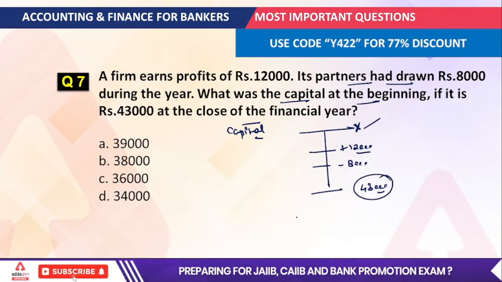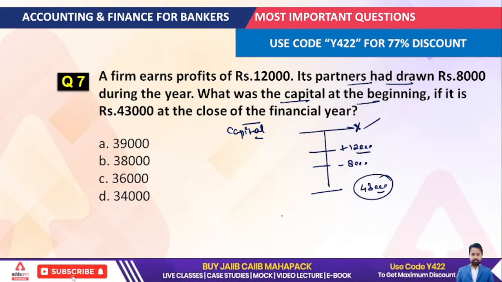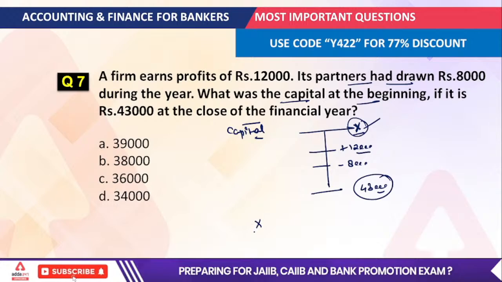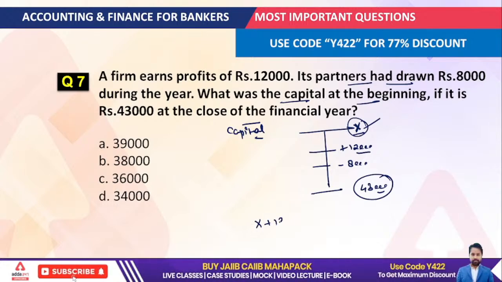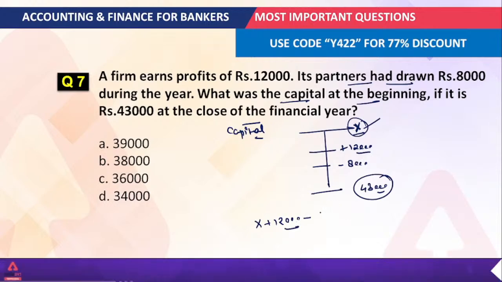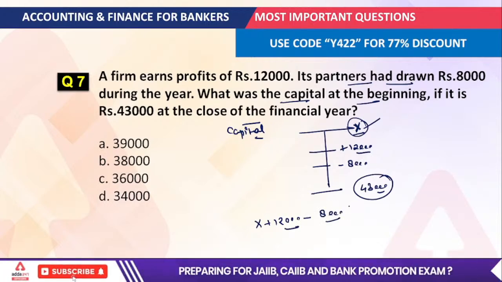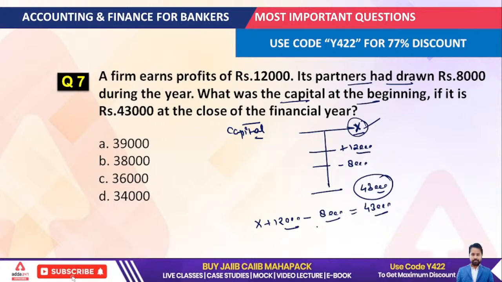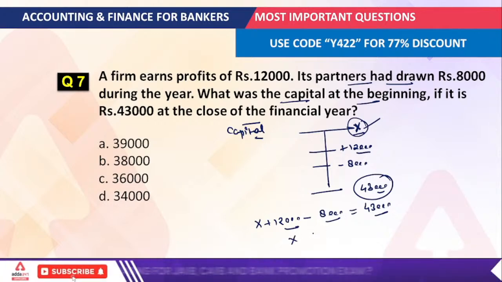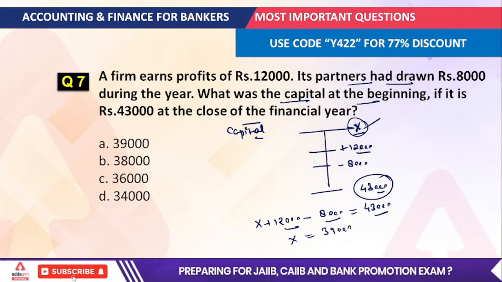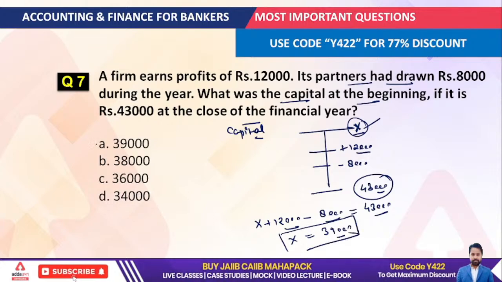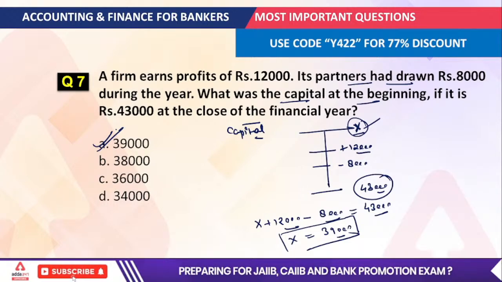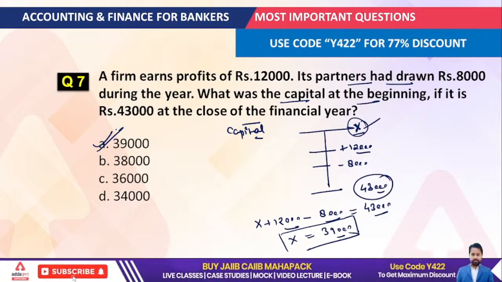Now how to calculate this kind of question? We started our financial year with x capital. After that we earned a profit of 12,000, and our partner withdrew 8,000 rupees. Now tell me what should be the capital at the ending. That should be 43,000. If we solve this equation, what capital at the beginning would there be? That would be 39,000, and that should be your answer for this question. I hope it is understandable for everyone. In the same way you have to solve the questions in the examination also, right?